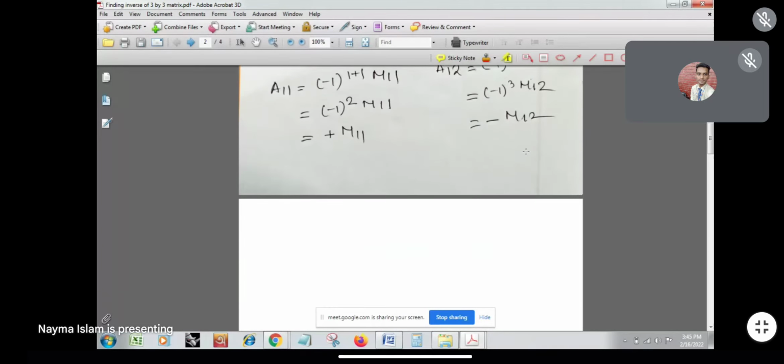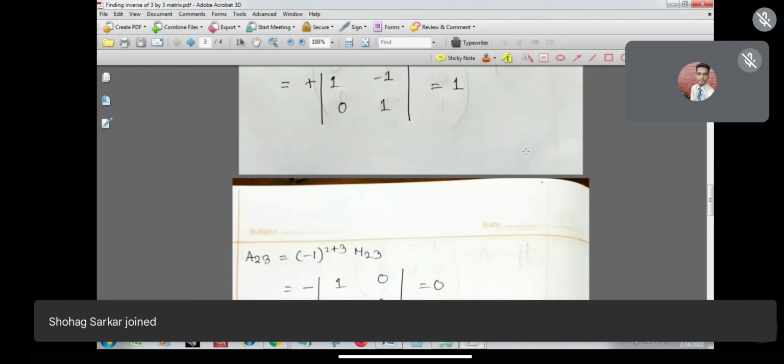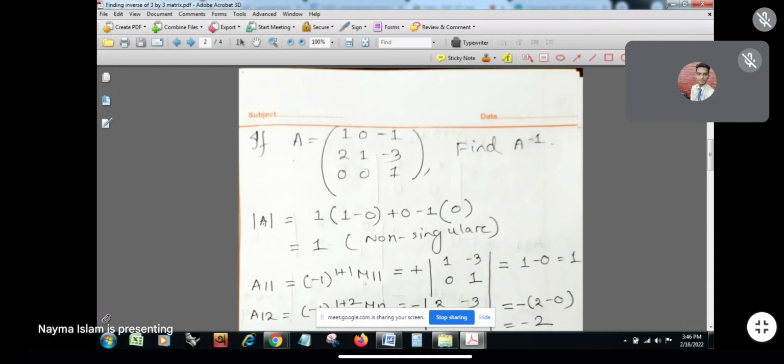Now the math. Now I'll show you how to do the math. Suppose this matrix is given. A is equal to this, find A inverse. At first you have to determine from the determinant of A whether it is singular or non-singular. I can see here the determinant of A is 1, so that means non-singular, that means it is invertible.